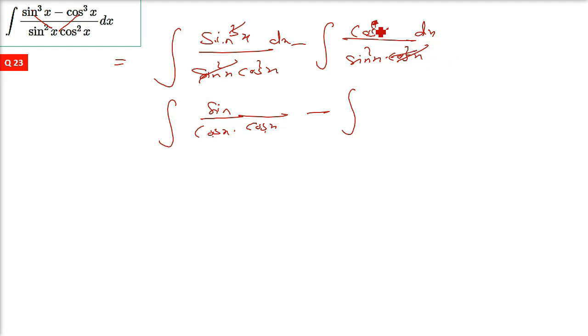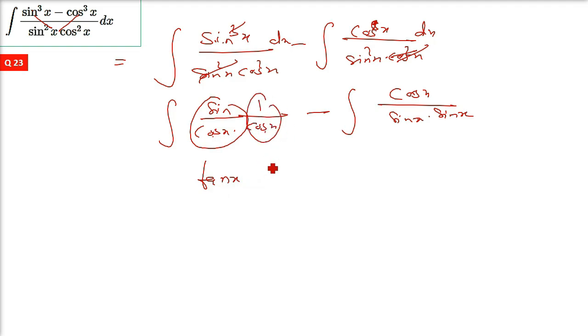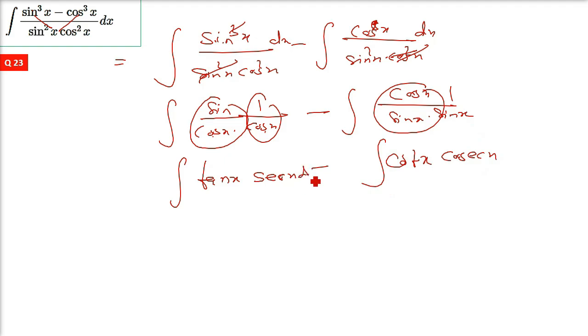So cos x remains in the numerator. Sin square x in the denominator I will write as sin x into sin x. So this is cos x divided by sin x into sin x, what we got. What is the benefit? What do we get from sin by cos x? It is tan x. 1 by cos x is sec x. So the first term is sec x tan x. The second term: cos x by sin x is cot x, and 1 by sin x is cosec x. These are standard results. So it is cosec x cot x.